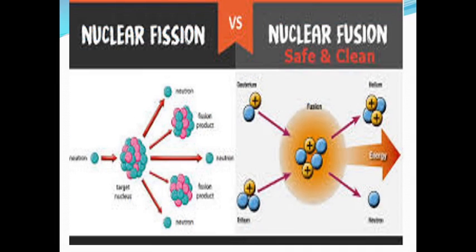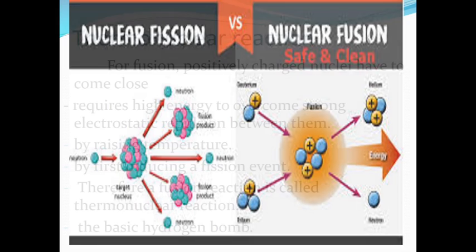Here is a picture showing the fission reaction as well as a fusion reaction. In fission, a heavy nucleus is split into lighter nuclei, and in a fusion reaction, smaller nuclei combine to form a heavier nucleus.